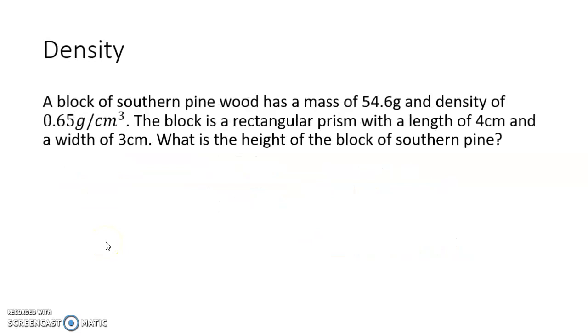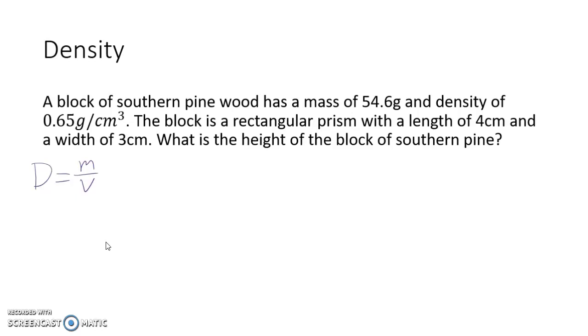All right, now we've got another density problem, but this is dealing with mass and volume. So remember that your formula for density is mass divided by volume in this case. All right, so we've got a block of southern pine wood, has a mass of 54.6 grams and a density of 0.65 grams per centimeters cubed. The block is a rectangular prism with a length of 4 centimeters and a width of 3 centimeters. What is the height of the block of southern pine?